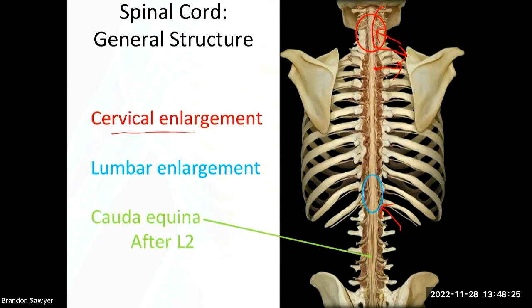And then there's a special region called the cauda equina, which isn't technically the spinal cord anymore. That means the horse's tail. So if you're familiar with what horses' tails look like, they're kind of stringy, kind of spread out looking.